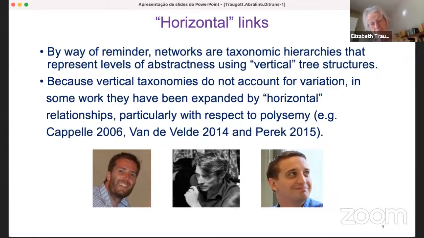But these vertical tree structures don't account for variation. And they have been expanded by various people in various ways by what is metaphorically called horizontal relationships. These particularly concern polysemy, so they have more to do with meaning than with form. This is very important for understanding the way in which alternations have been conceptualized and the way I'll be talking about them. So on the left here is Cappelle, and I'll talk more about what he had to say. In the middle is Van der Velde, and on the right, Perek.